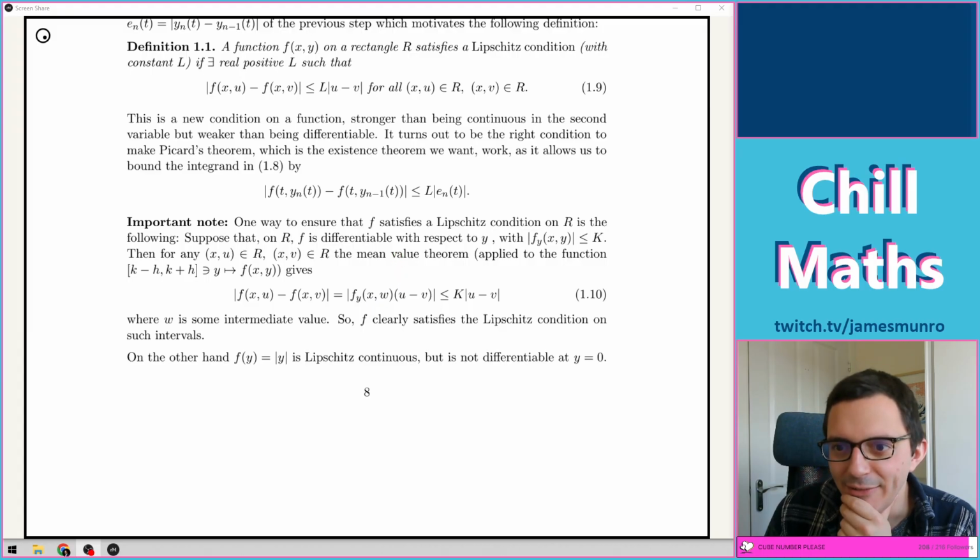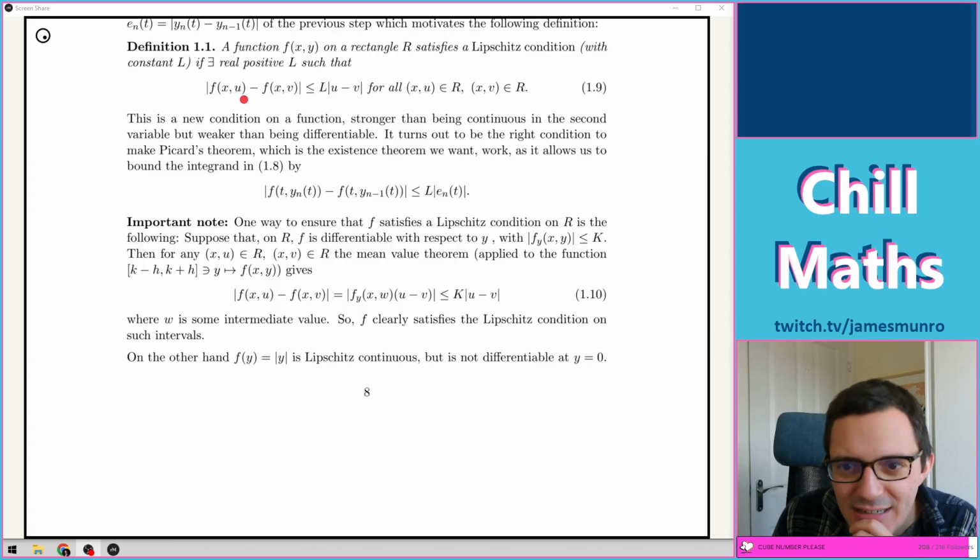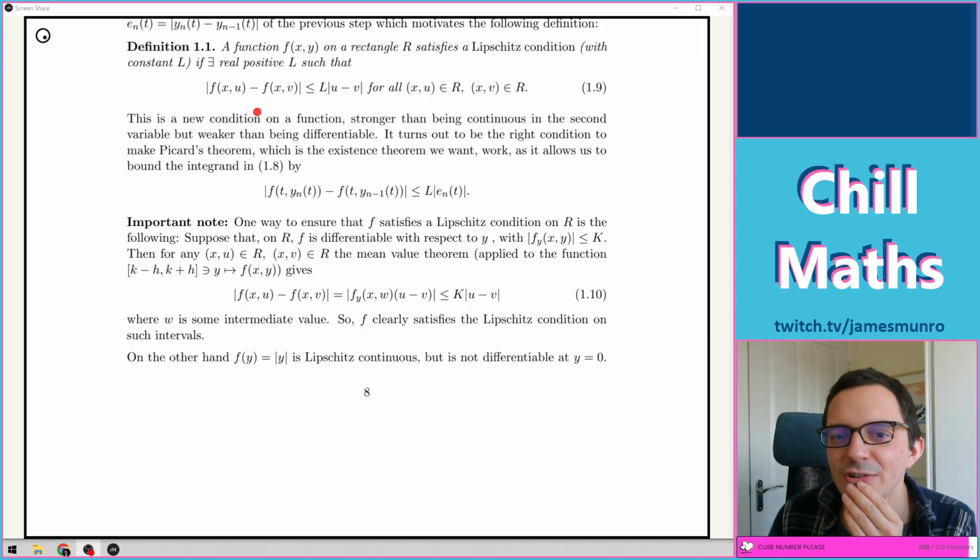A function on a rectangle. Oh, this is now just a general fact about functions, by the way. It's said to satisfy a Lipschitz condition with some constant L if there exists a real positive L such that this difference, when you put in different values for the second argument, is bounded by the difference in those values for all points like this. That's called a Lipschitz condition, and it just applies to the second argument of your function. Weird. Stronger than continuous, weaker than differentiable.